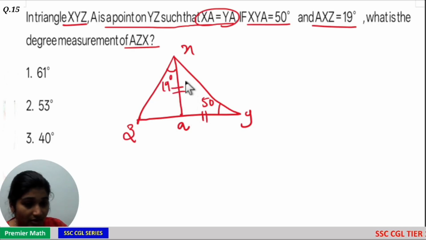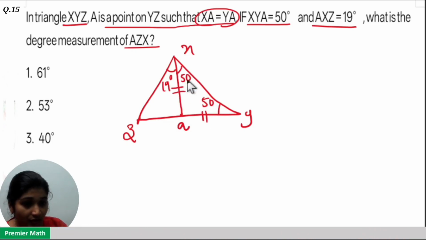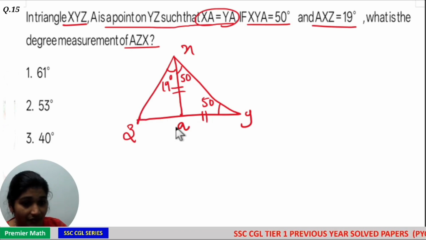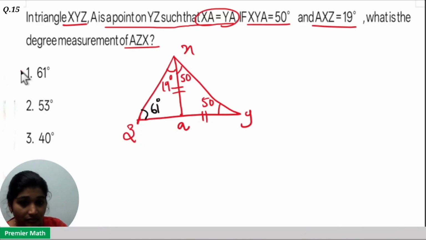Now you can see this is an isosceles triangle. Means if this angle is 50, this angle is also 50 degrees. Now total is 100, plus 90, 190. Then angle XZY, or AZX, should be 40 degrees. Option 1 is your answer.